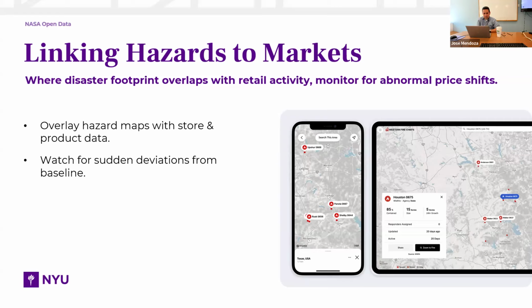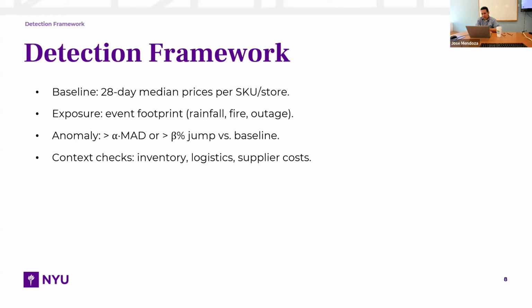something is happening. Now, I'm going to give you an example of 3 different prototypes. I'm going to go a little bit more in detail with one of them, and then I will just give you an idea for the other 2. In the case of the first prototype, which is about detecting an event, we're going to use what's called a detection framework, meaning we're going to estimate the median prices per SKU per store for the last month. Then after that, we're going to measure whether or not there is an event, and that event could be rainfall, fire, or outages. And we see an anomaly.